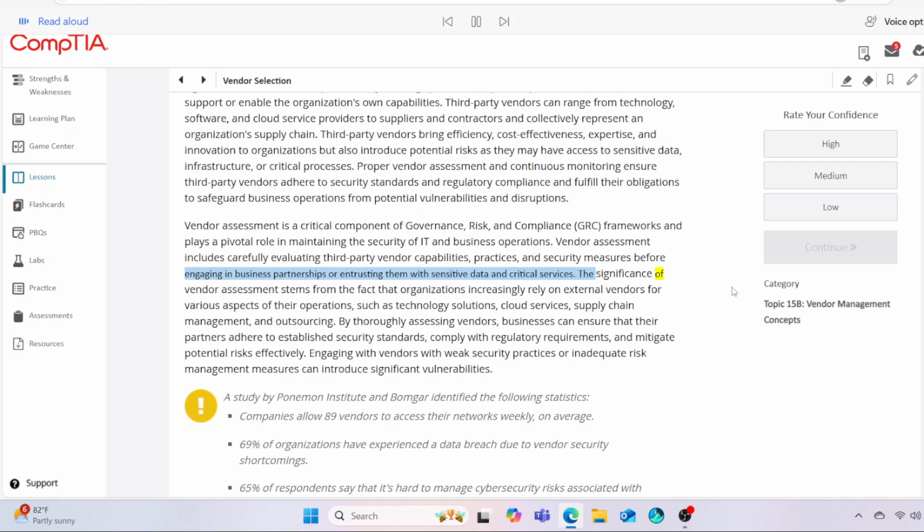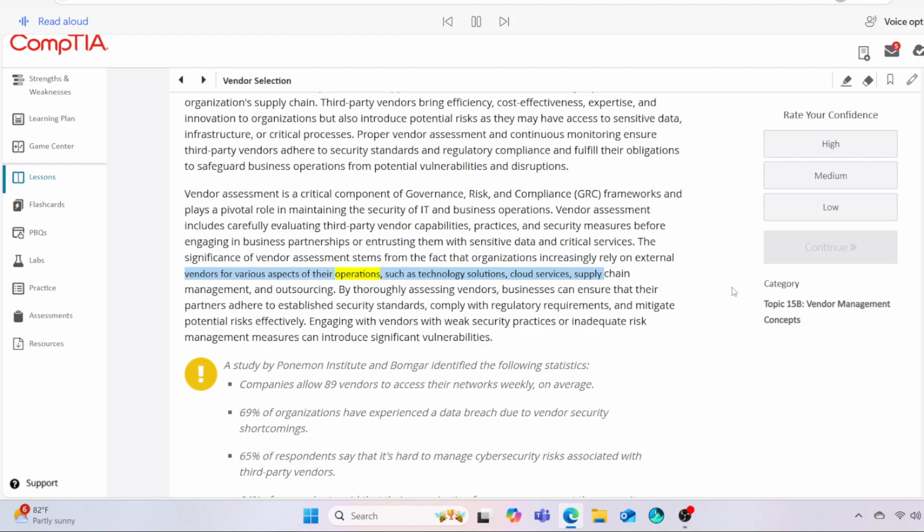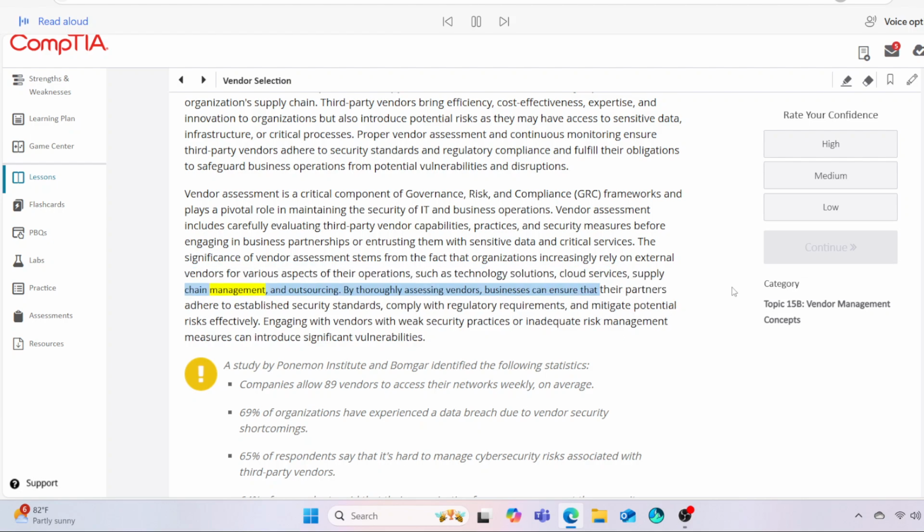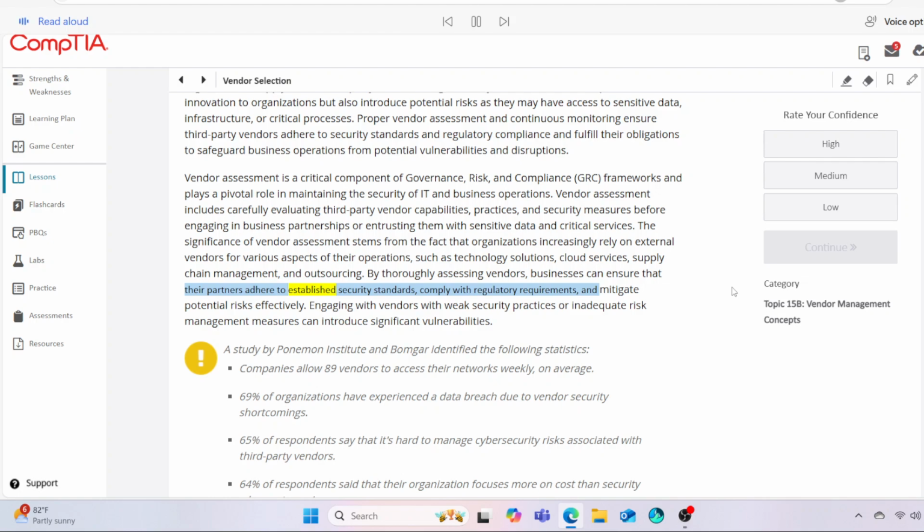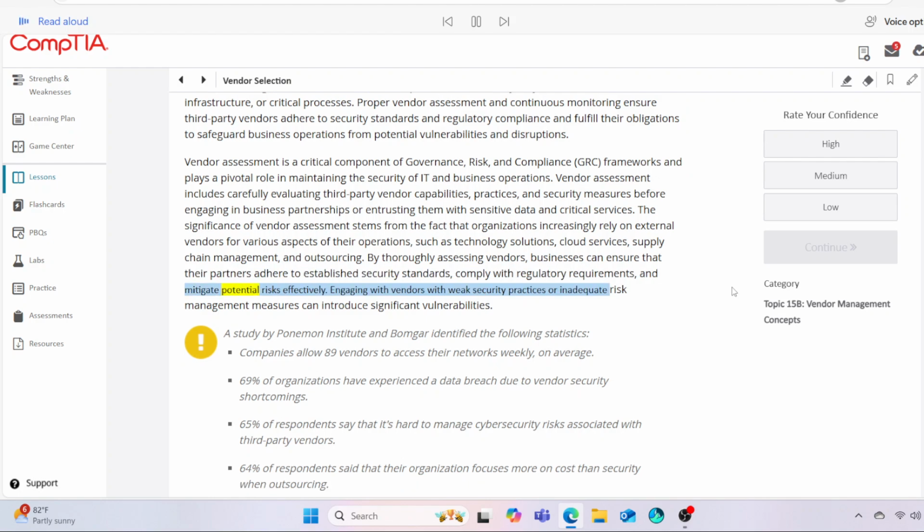The significance of vendor assessment stems from the fact that organizations increasingly rely on external vendors for various aspects of their operations, such as technology solutions, cloud services, supply chain management, and outsourcing. By thoroughly assessing vendors, businesses can ensure that their partners adhere to established security standards, comply with regulatory requirements, and mitigate potential risks effectively. Engaging with vendors with weak security practices or inadequate risk management measures can introduce significant vulnerabilities.